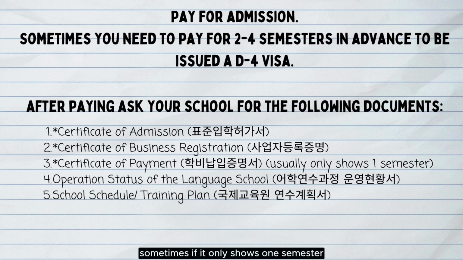Sometimes, if it only shows 1 semester, there could be a problem at immigration issuing you a visa longer than the 3-month time period. And the next 2 documents, I didn't need at immigration, but I asked for them just in case. One of them is the operation status of the language school, and also the school schedule and training plan.